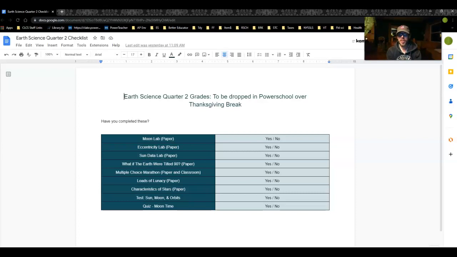The Sun Data Lab, that's one that we did where you're plotting sun's paths across the sky. It takes a while to do. You will have some time on Tuesday to work on it, but I'm going to be putting a grade in for it over the break. What if the Earth were tilted 90 degrees? This is a paper assignment that was given out the day that I was at the field trip. So I did tell you guys to hold on to that. We're going to go over it in class tomorrow, but you still are going to need to turn one in. So if you were out and didn't get a chance to do that, you'll want to grab one of those.